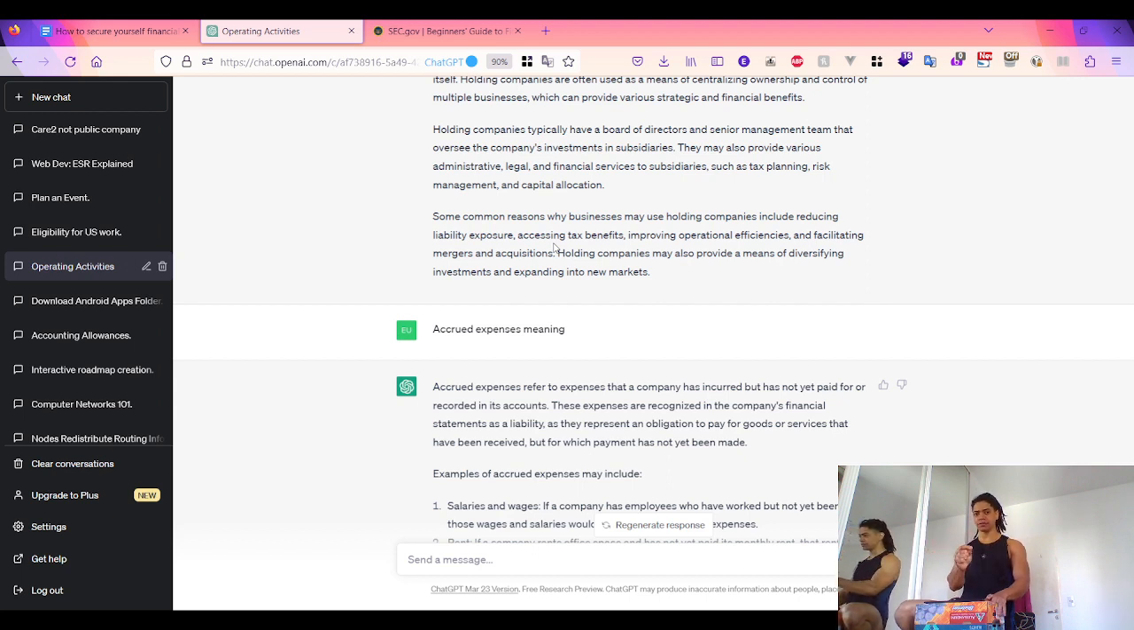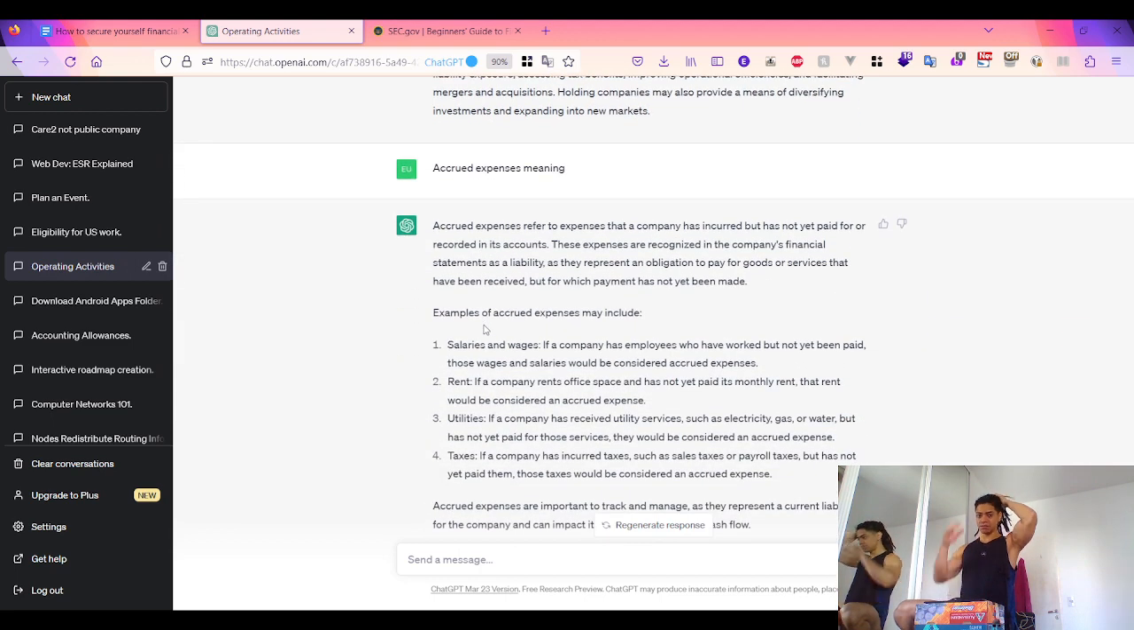Accrued expenses are expenses that a company incurs but has not yet paid for. In other words, they represent obligations, not necessarily to its vendors or suppliers, but obligations to pay. It's more general. But it represents obligations to pay for good and service that has been received but not yet paid for.